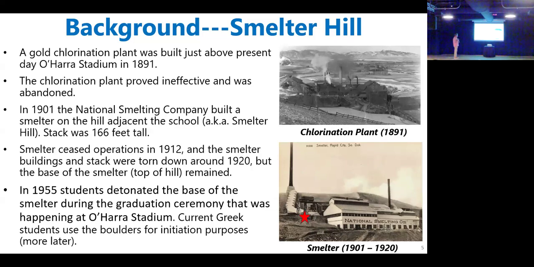And then in 1901, the National Smelting Company built a smelter on top of the hill. And that's shown here, present-day Smelter Hill. There was a smelter along, I think, pretty close to one of the ramps in present-day football field. I'll come back to this starred location here in a little bit. But that smelter existed between 1901 to 1920.